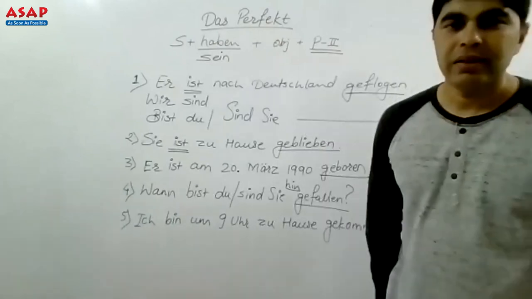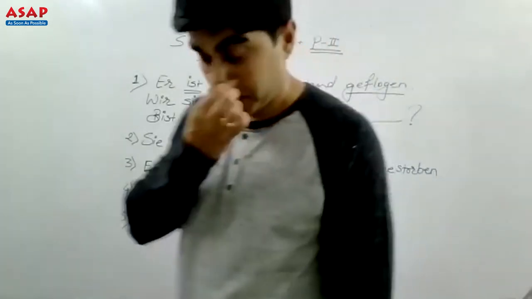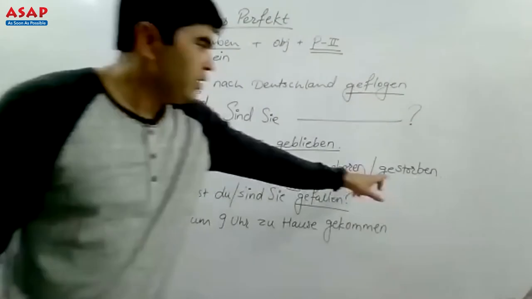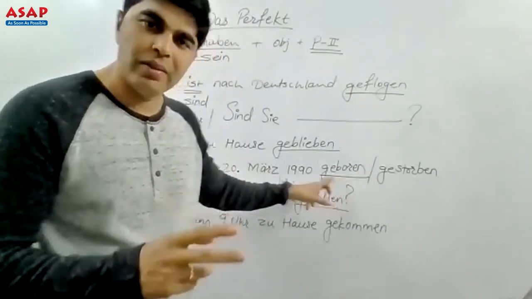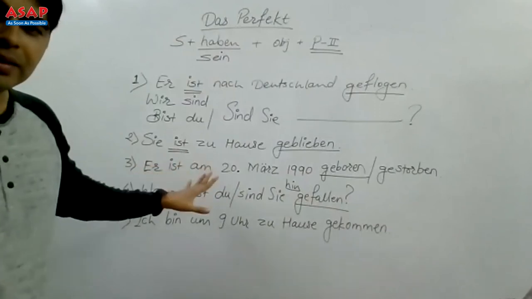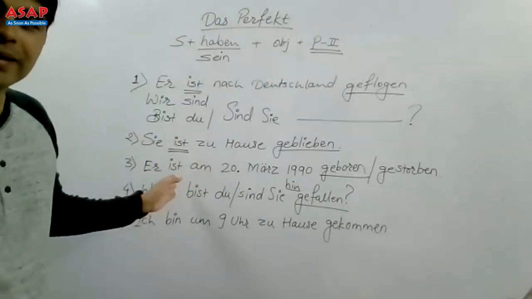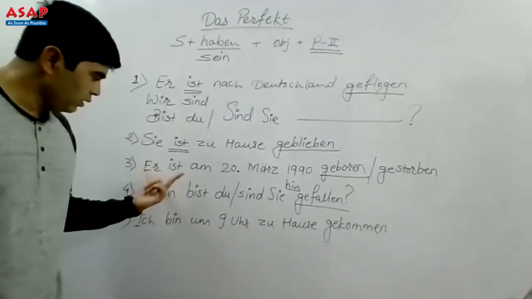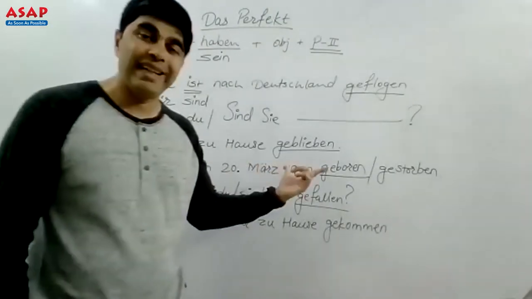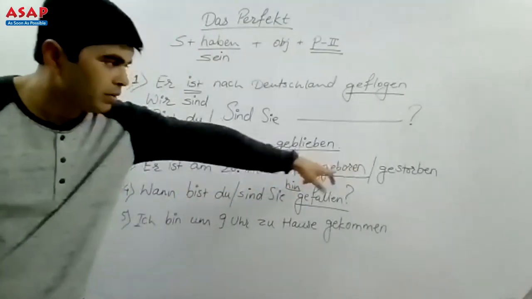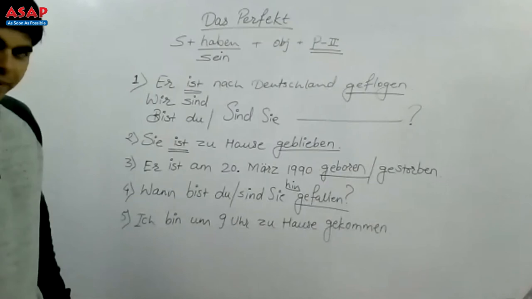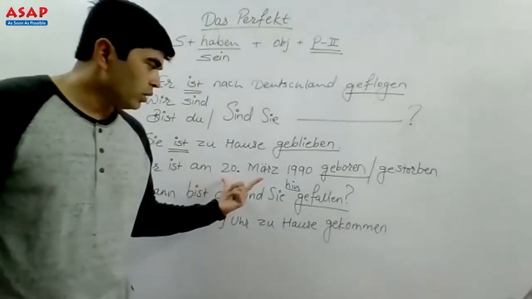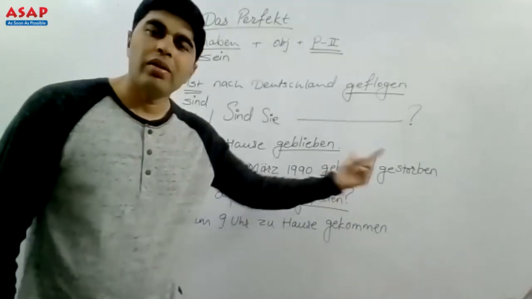Got it? Yes. Okay. Anand, the third sentence, can you tell us about gestorben? Gestorben is died, geboren is born. You replace the verb and that will be the meaning of the sentence. He is born or he is dead or he has died. Whatever you say in English, that doesn't matter. We will not compare. When you talk about he is born or he has died, you just replace the verb and take the meaning accordingly. He, on 20th March 1990, born or died? Died.